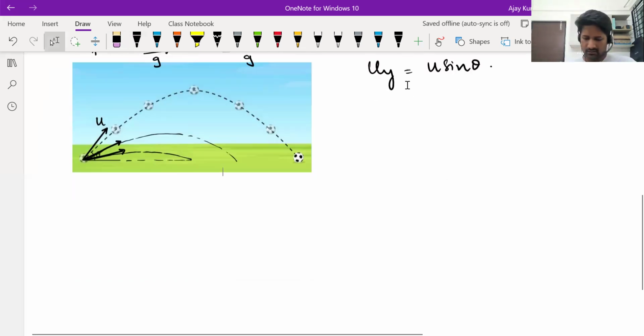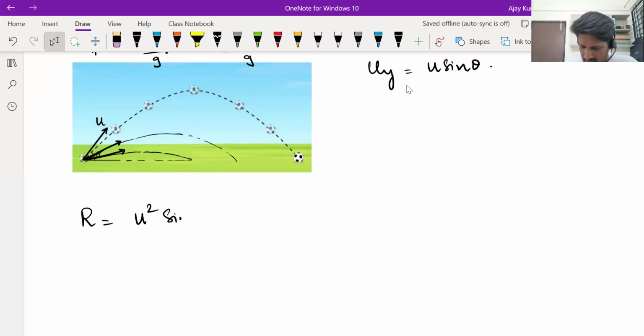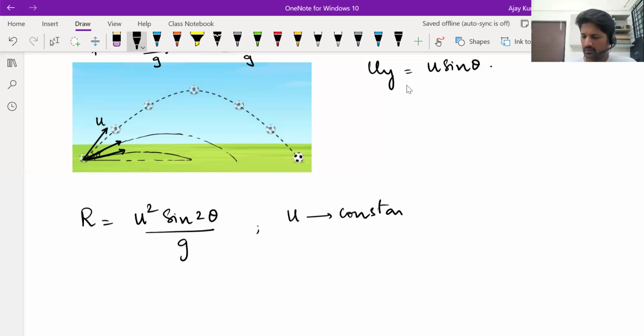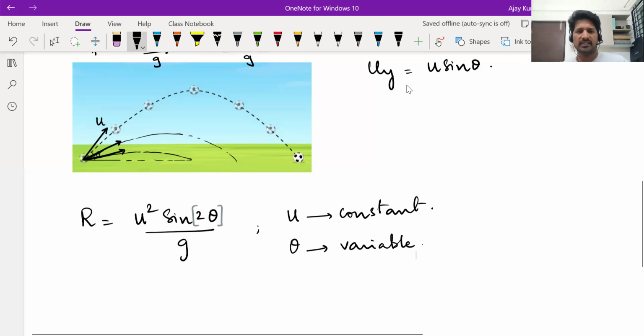Fine. Now we know R is equal to U square sine 2 theta by G. Suppose U is constant, fixed, and theta is variable. Tell me, for what angle will the sine function be maximum? Generally, sine of what angle is the maximum?